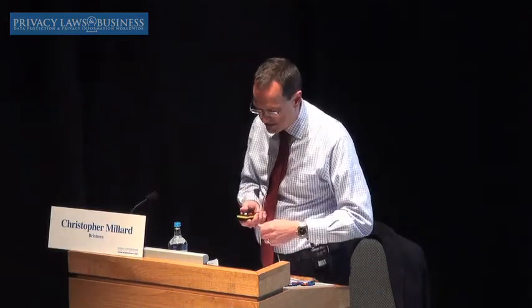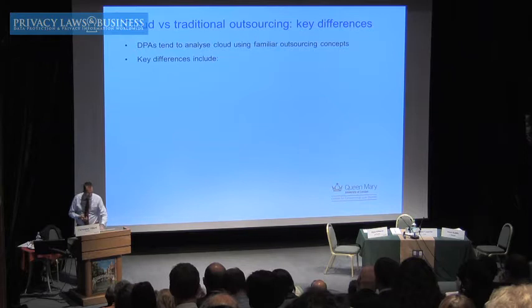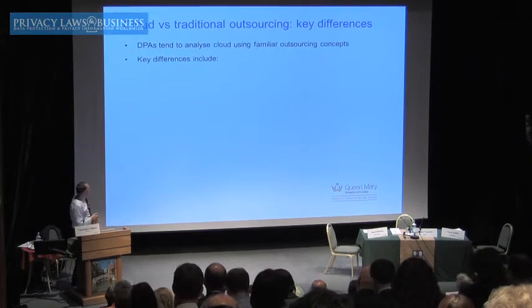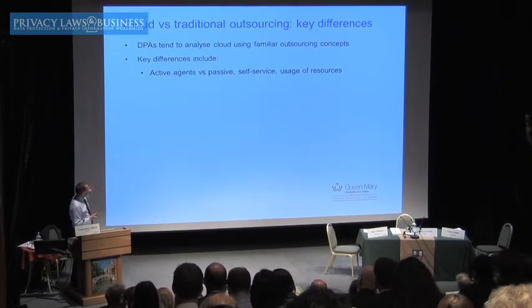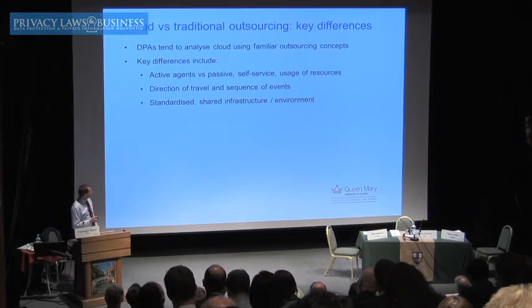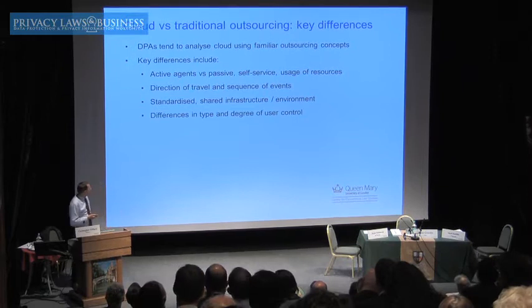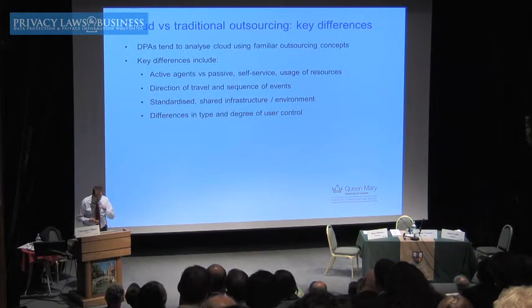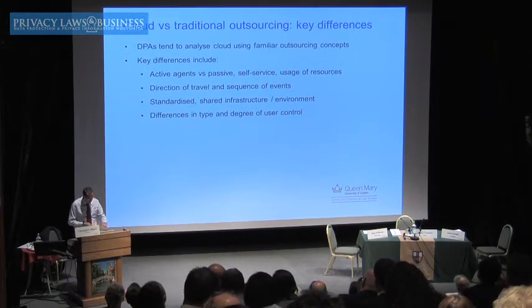There is a link to a more substantive paper on this, but a brief summary. The reasons I don't agree with this, and I'll put them all up. Key differences are active versus passive, direction of travel and sequence of events, standardized shared infrastructure, and differences in type and degree of user control. Now, what do I mean by that?